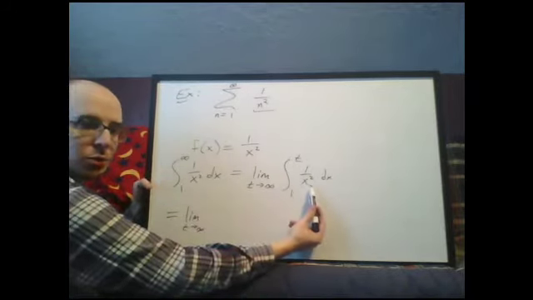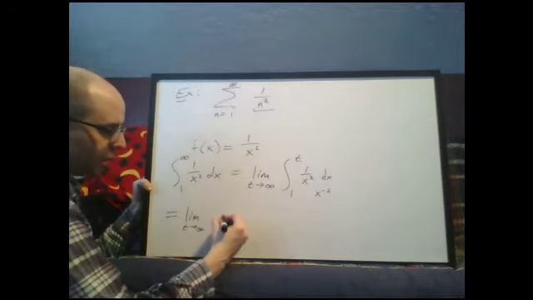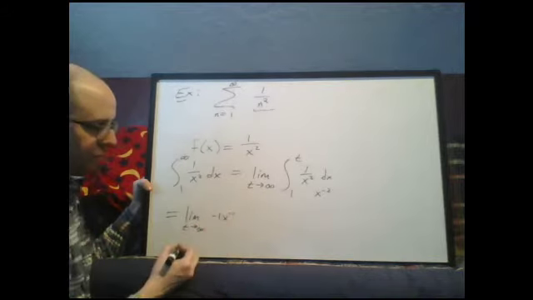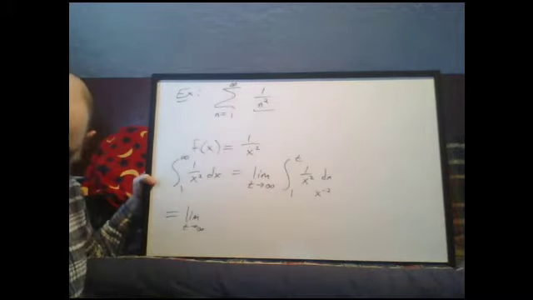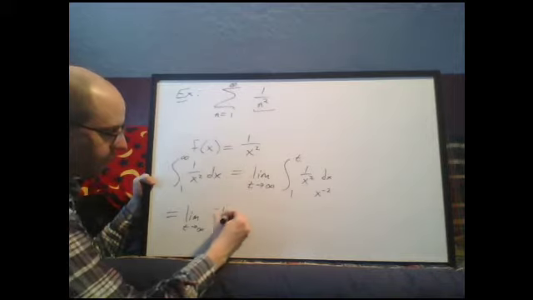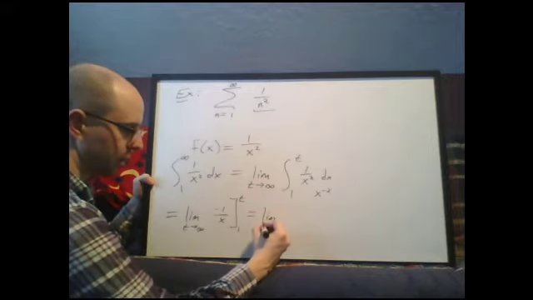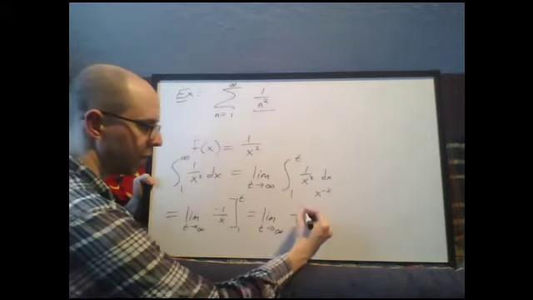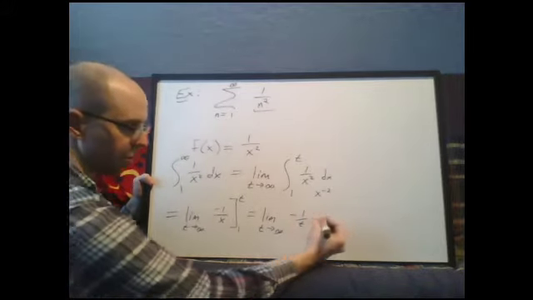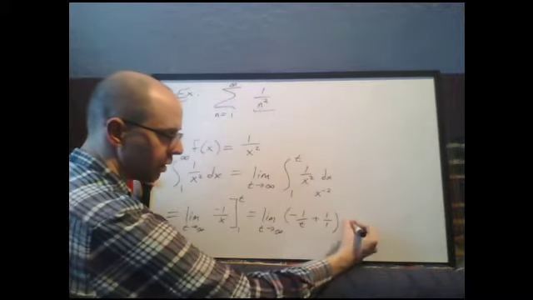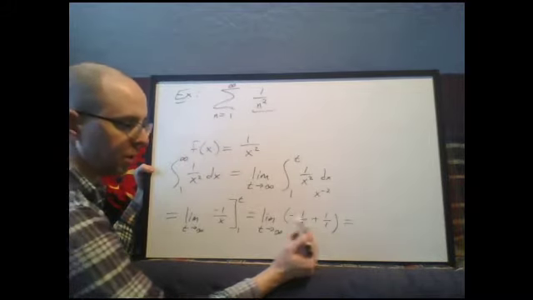This is x to the minus 2. So when I integrate that, it becomes x to the minus 1 divided by negative 1, so that's negative 1 over x. And we plug in our two values. So we have the limit as t approaches infinity of negative 1 over t minus negative 1, which makes it a plus 1 over 1. And now as t approaches infinity, 1 over t approaches 0, so I'm left with just 1.